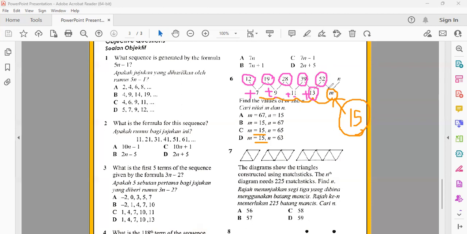And so 52 must plus with m. So 52 must plus with 15. And that gives us 67. Nice pattern.